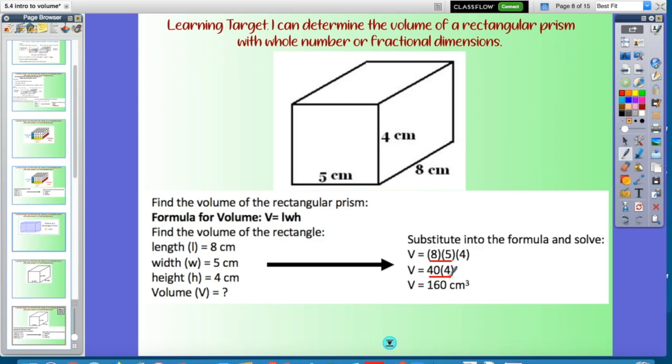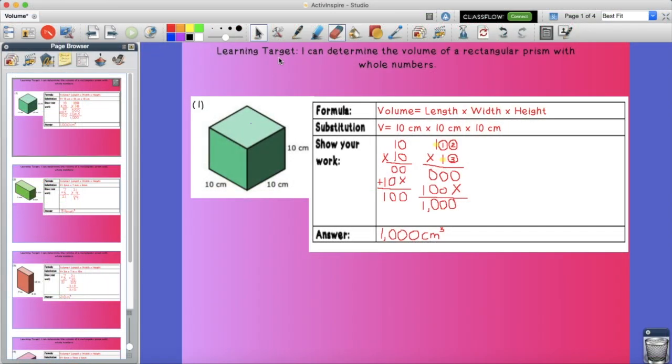Ms. Maljevic, could you please go over the practice problem? I'm going to do the practice problems with you guys. So the learning target: I can determine the volume of a rectangular prism with whole numbers.